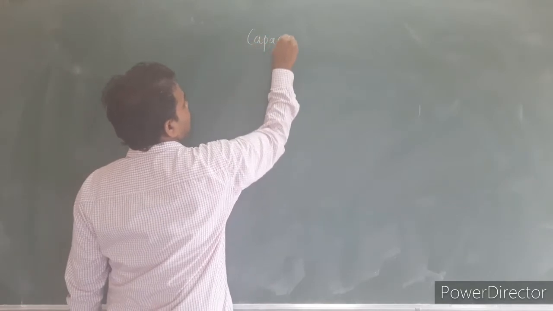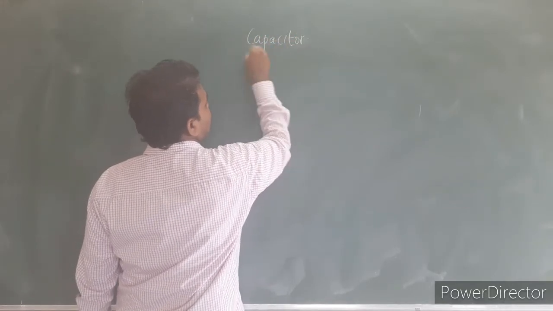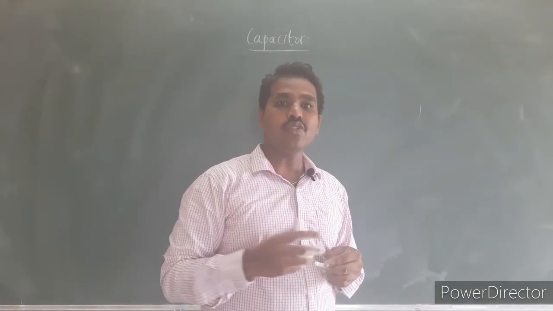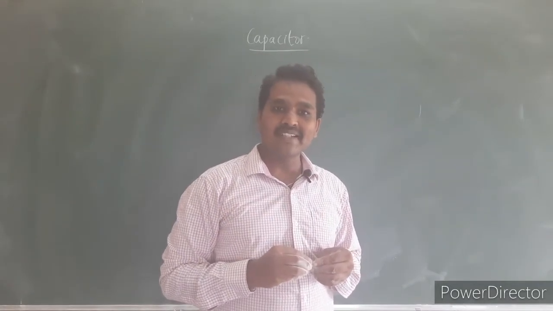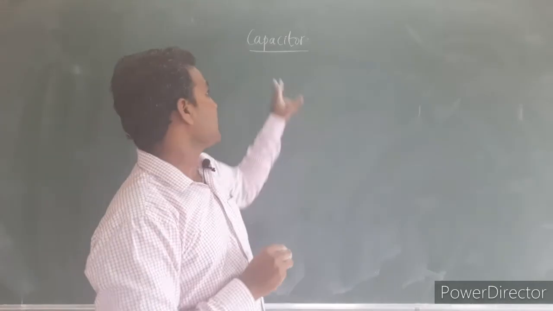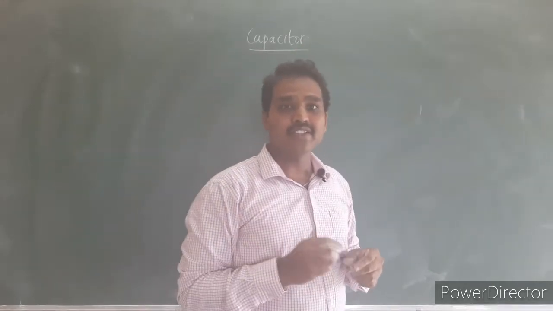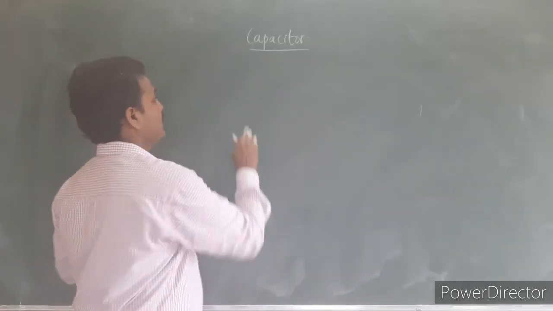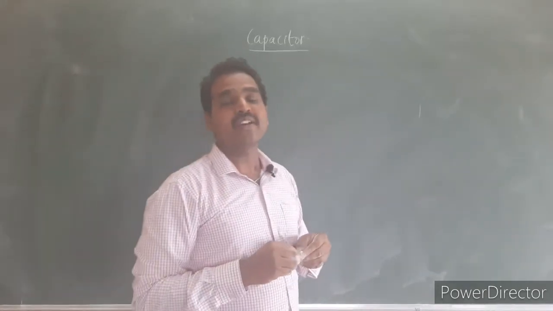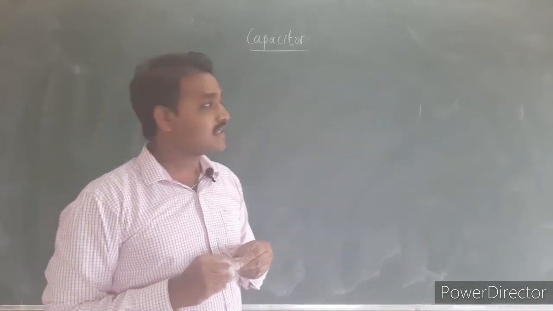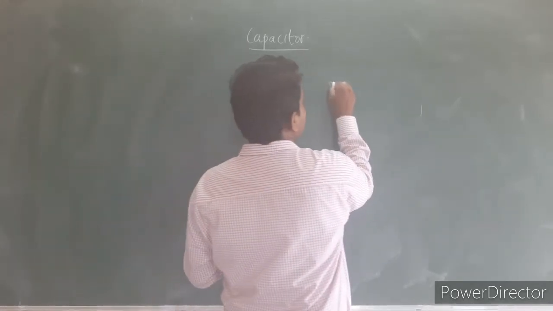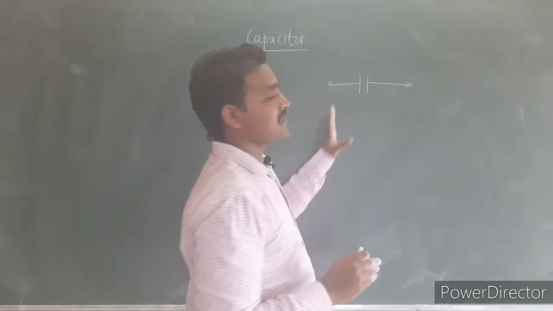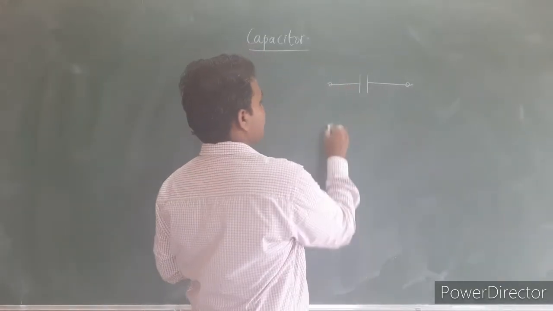Capacitor. Capacitor is the device which is used to store the charges. Capacitance is property of the conductor. Capacitor is the device which is used to store the electric charges. Okay, and for our syllabus we have the parallel plate capacitor, and the symbol of parallel plate capacitor is like this. Okay, so this is the pictorial representation of a parallel plate capacitor.